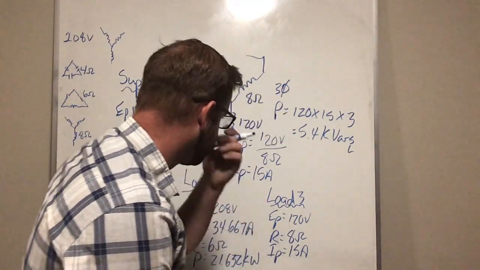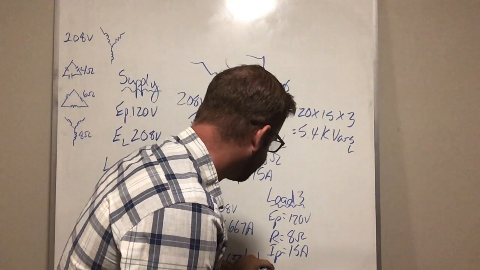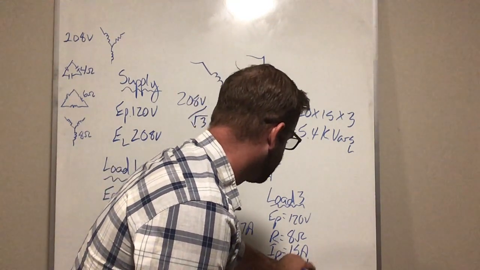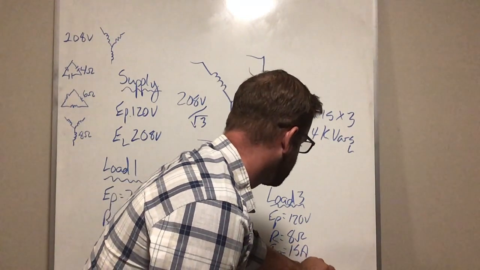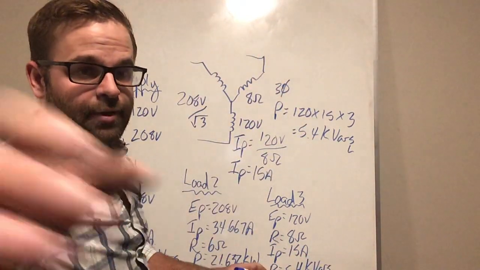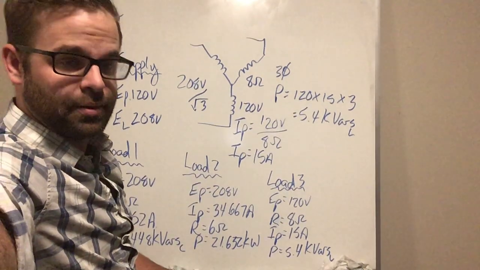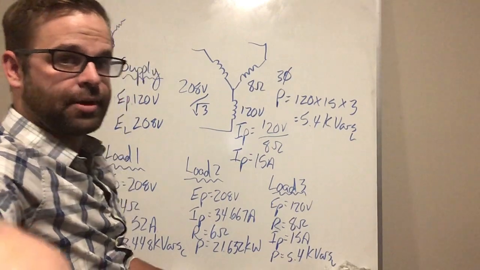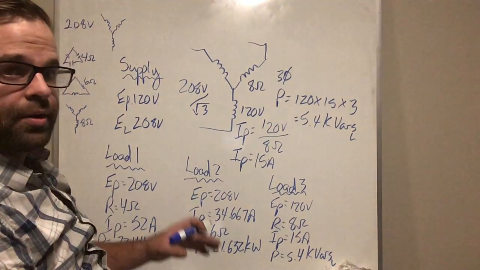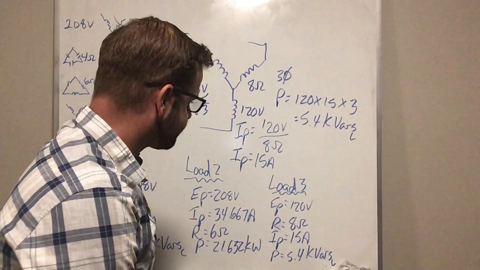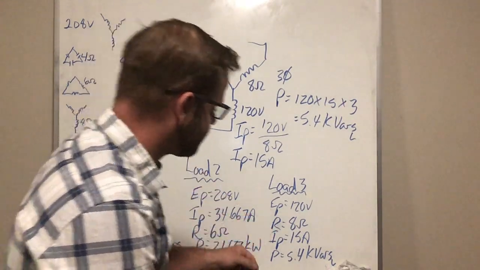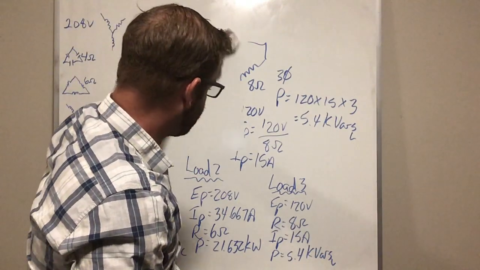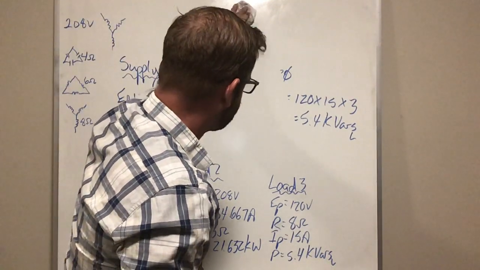3-phase inductive power is 5.4 kVARs. If you can't see down that far, I just wrote down the 5.4 kVARs in that spot. That was it. So we've got all the information written down. We found out all the powers for each. Now we're going to calculate our main supply values, so our 3-phase power.